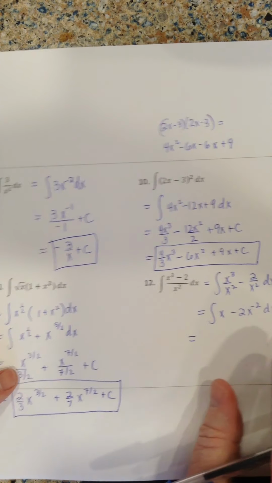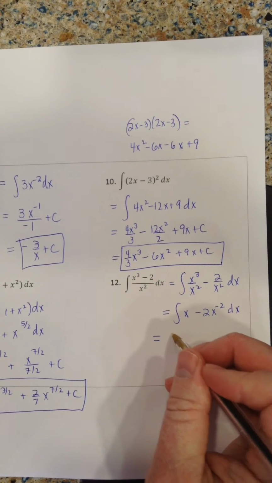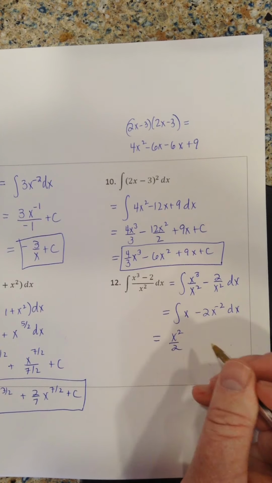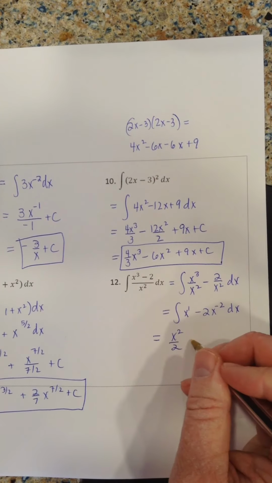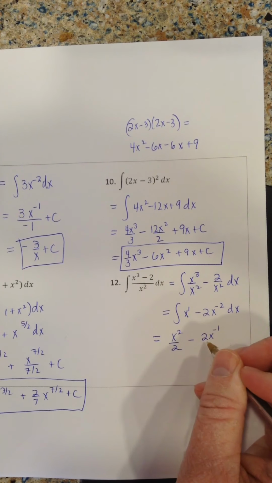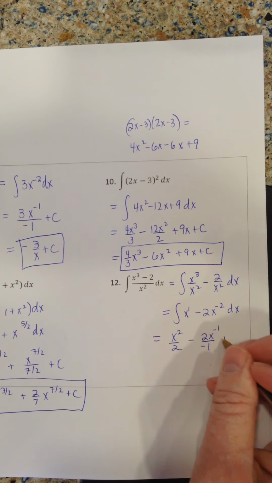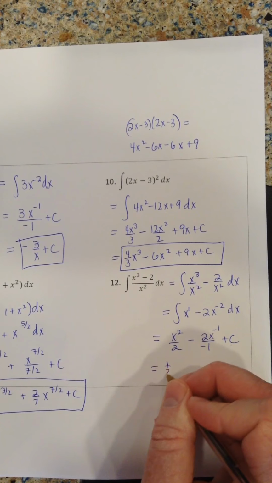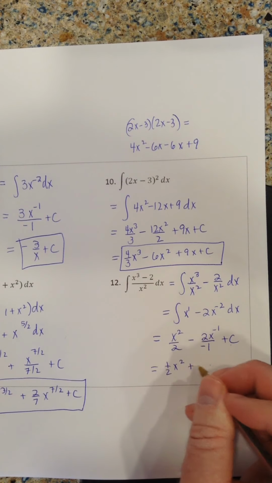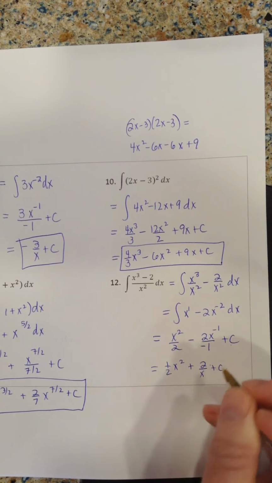I'm going to take the antiderivative, so I get x squared divided by 2, so remember that's a 1, minus 2x to the minus 1 divided by negative 1 plus c. I'm going to write that as 1/2 x squared plus 2 over x plus c.